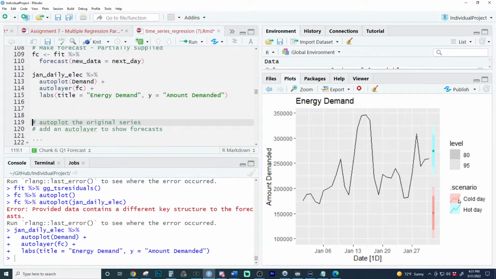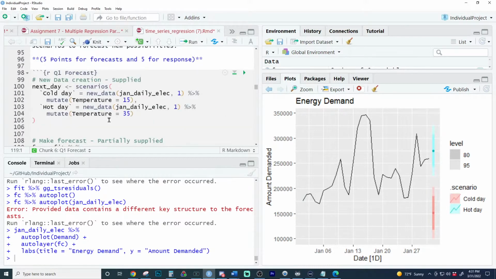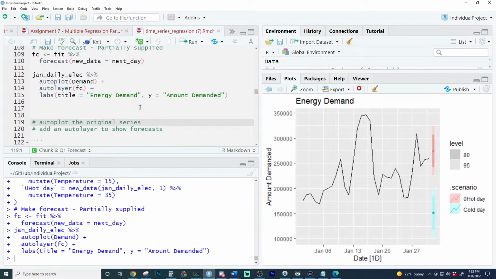And here's the forecast for hot day, cold day, which really depends if it's going to be a cold day. We also talked about the issue with the colors during the last office hours. You would have to recode this to be like 0 hot day or something. And then you will see hot day has the red now, which makes a little bit more sense.